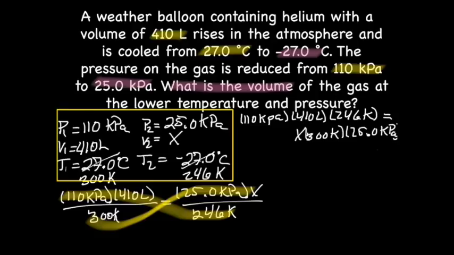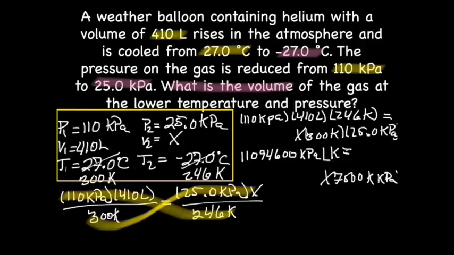And when I multiplied the left side, I ended up with 11,094,600 kPa liters K. And for the right side, I got 7,500 K kPa x.